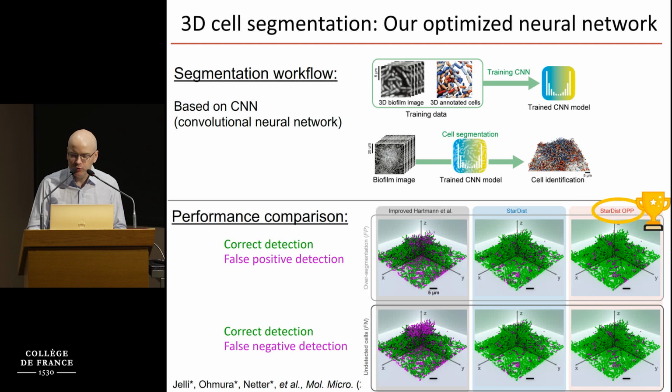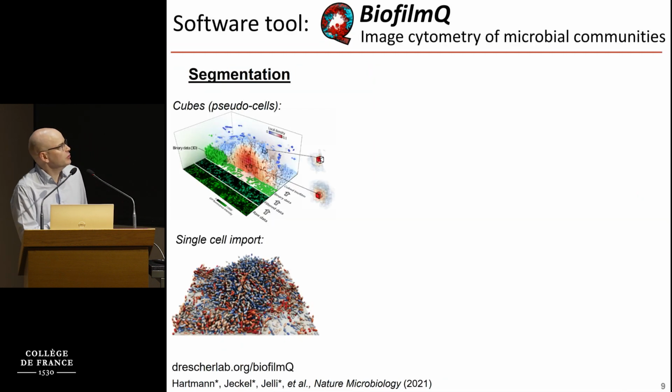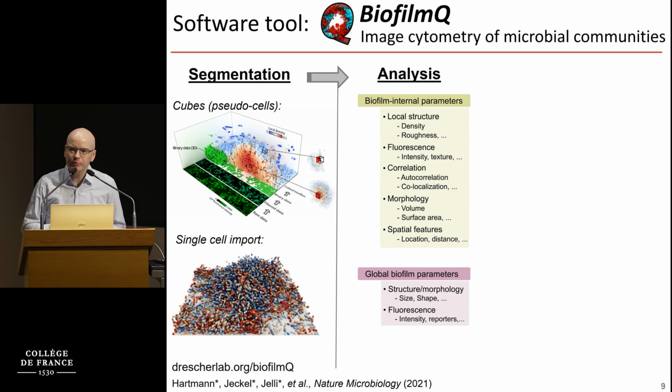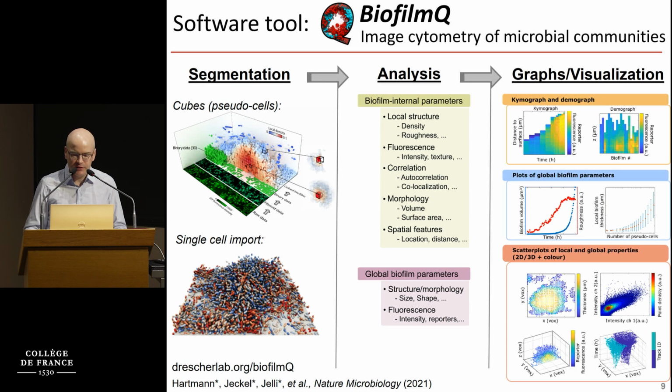So this is the best tool, and you can then use this tool to input this into BiofilmQ. So BiofilmQ can either deal with this cube-based segmentation or the single-cell import, and then it can do this analysis based on the internal structures of the biofilm. It can look at all these individual cubes here or cells, depending on what data you have, and analyze things, for example, cellular fluorescence or fluorescence correlations, and so on. And then this tool also outputs various graphs, including these space-time diagrams that I've shown you before.